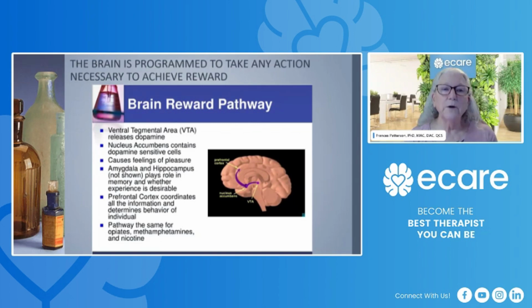And that's where the dopamine is released. So you've got the dopamine in that nucleus accumbens, and that's where those dopamine cells are. That's where we feel pleasure. The amygdala and the hippocampus are the two areas that play a role in memory and whether or not the experience is desirable. So we've always heard about, you know, that first kiss.